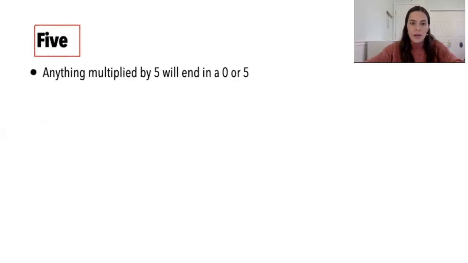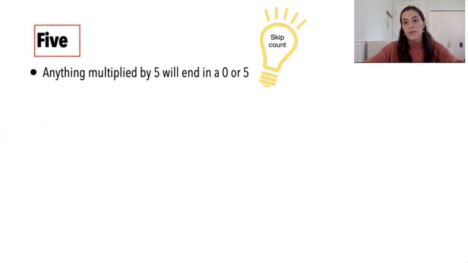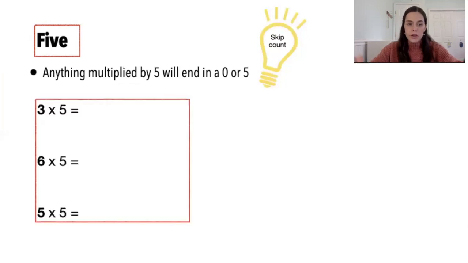Number 5. So anything multiplied by 5 will end in a 0 or a 5. We can think about skip counting. Many of you have already learned how to skip count, and pretty much it's just counting like this: 5, 10, 15, 20, 25, 30, 35. So here are some problems that we will do together.